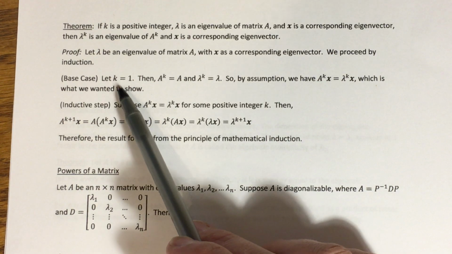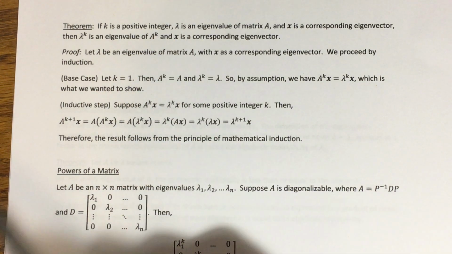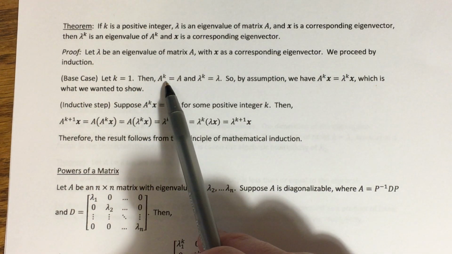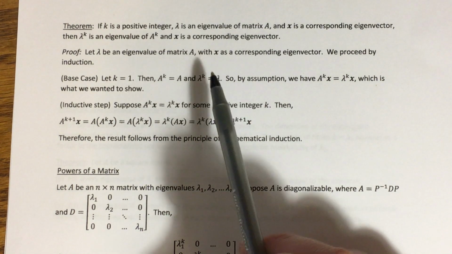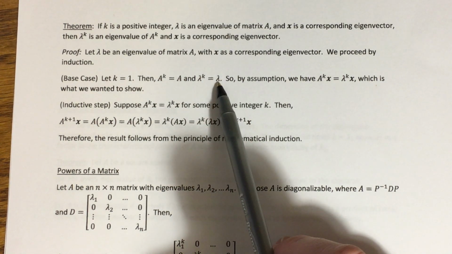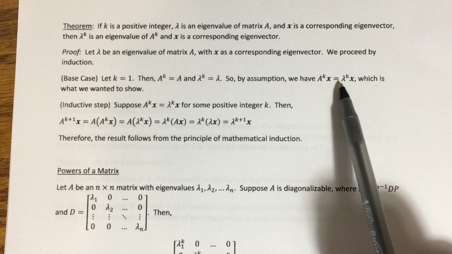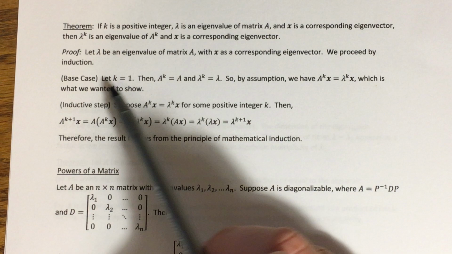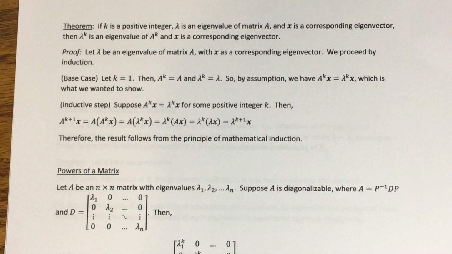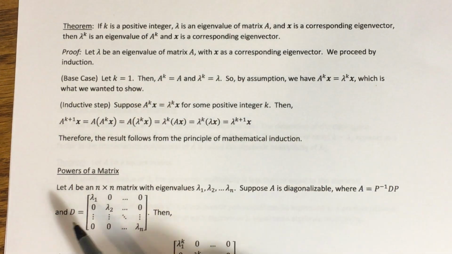We start with the smallest positive integer, which is 1, and then show that the theorem holds when k is equal to 1. Now, there's nothing really to prove here, because when k is equal to 1, then A to the k is just A. That's A to the first power. Lambda to the first power would be lambda. And so this is true because we're assuming that Ax is equal to lambda x, with this assumption that lambda is an eigenvalue of A. So again, nothing really to prove in this case. It's just sort of true by assumption.